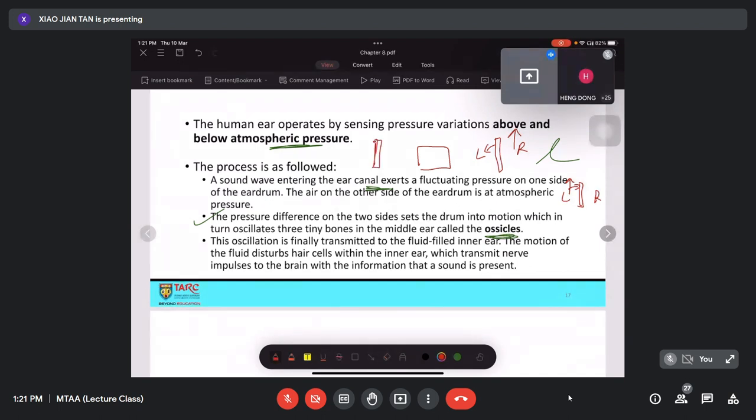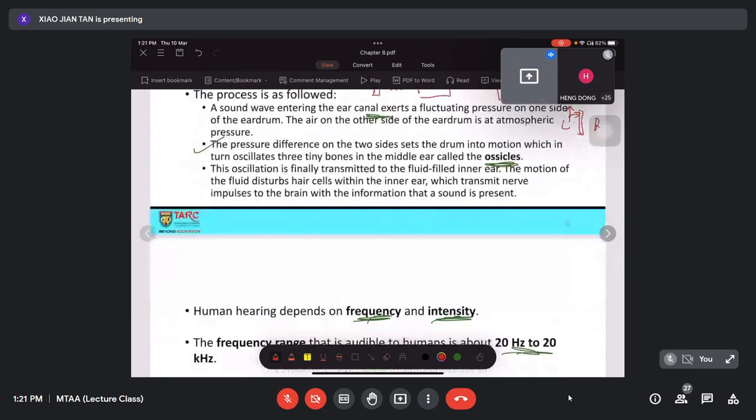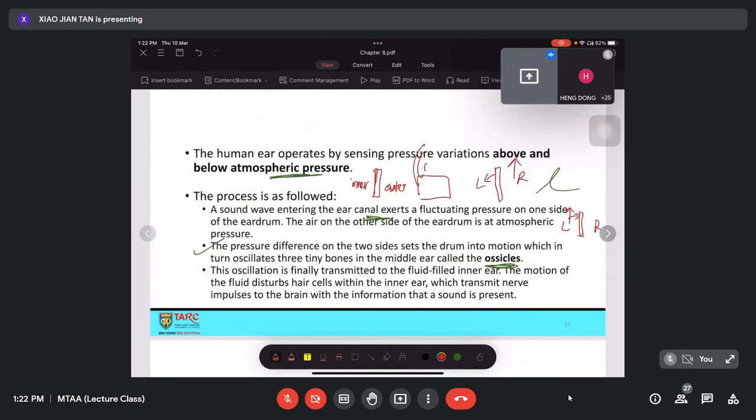So because the pattern keeps on fluctuating, between inner ear and outer ear, you have a specific pattern here, and for example, the atmospheric pressure is here, and the pressure here is sometimes higher, sometimes lower, sometimes higher, sometimes lower.